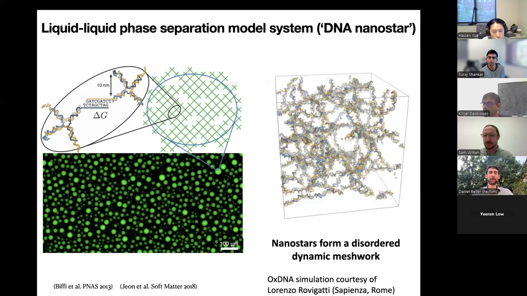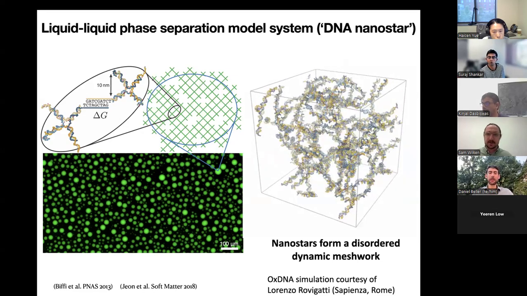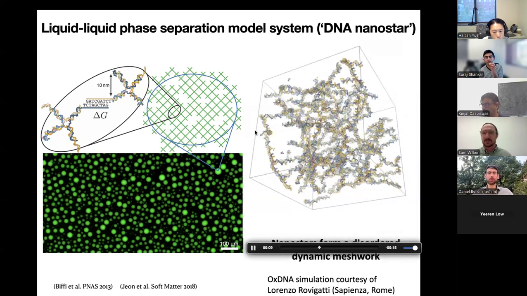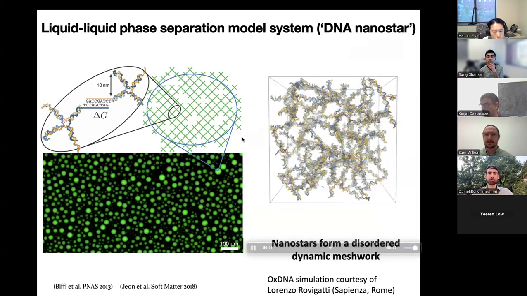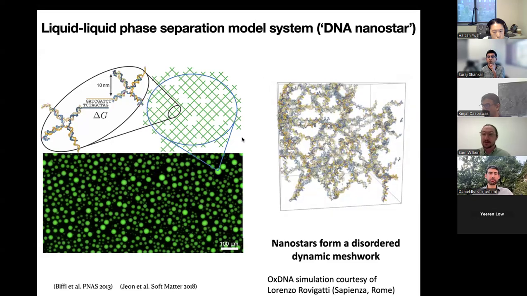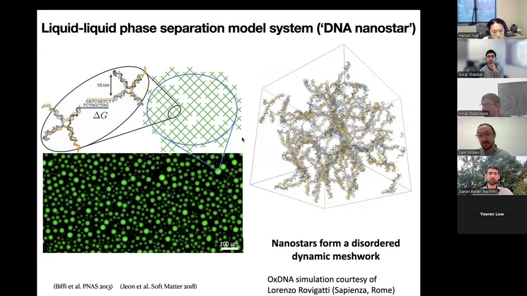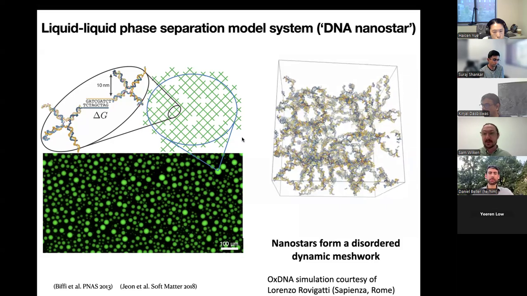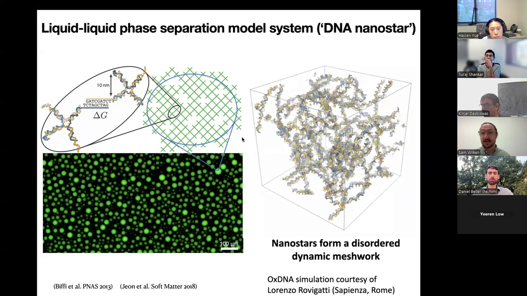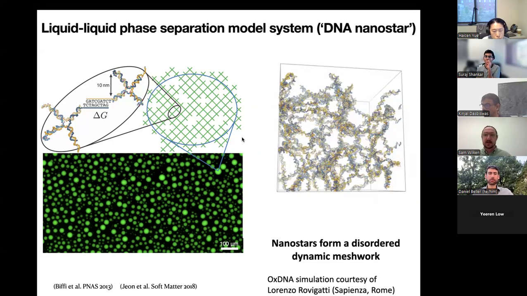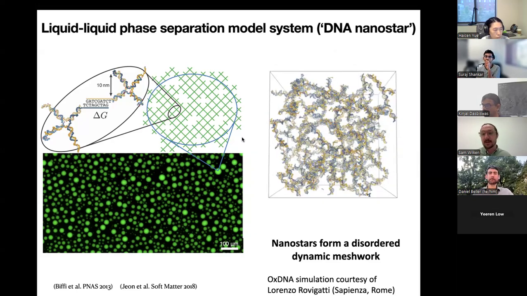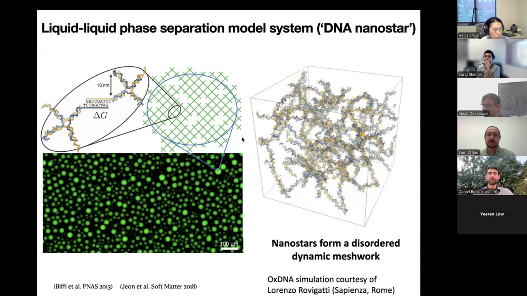This is not a 2-dimensional array of nanostars. It's a 3-dimensional liquid structure. And so I also want to show this simulation of the assembly of the DNA nanostar liquid, just to emphasize that this is a 3-dimensional network that is disordered. The binding between the sticky ends is very weak, just a few kT, so that the meshwork is dynamic. This is what leads to the liquid behavior. And also the structure is very open. So the DNA here occupies only roughly 1% of the volume.